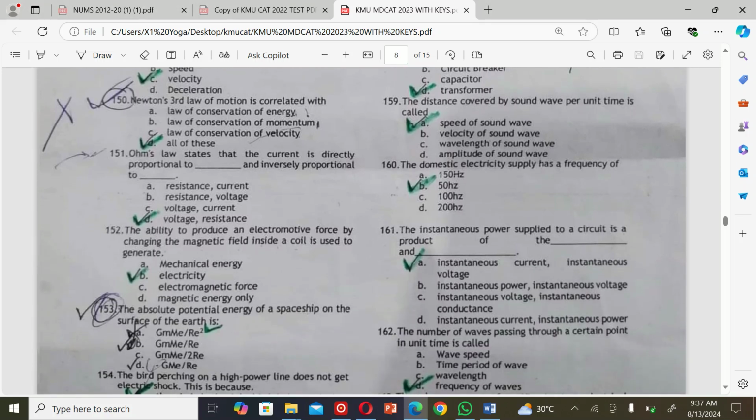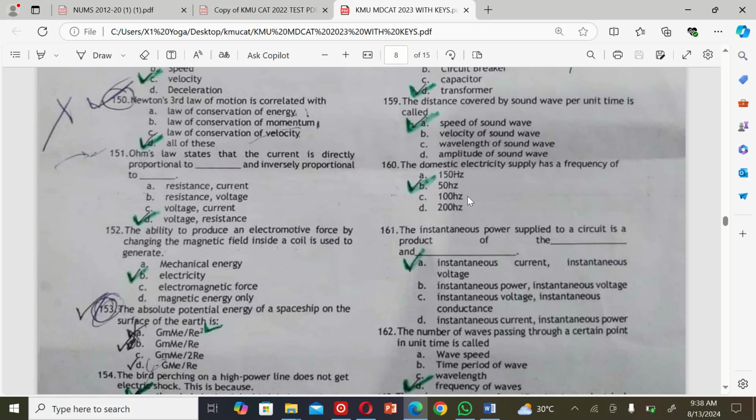The next MCQ is: the distance covered by a sound wave per unit time is called A, speed of sound wave; B, velocity of sound wave; C, wavelength of sound wave; and D, amplitude of sound wave. So the correct option is A, speed of sound wave.